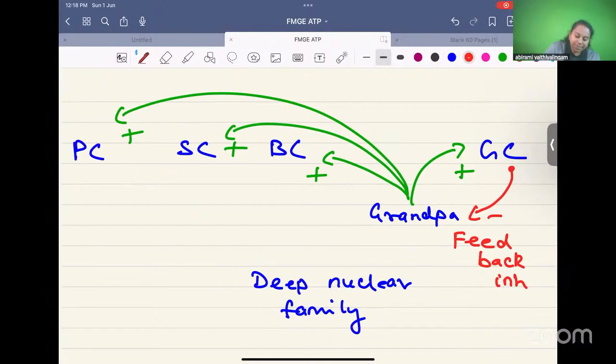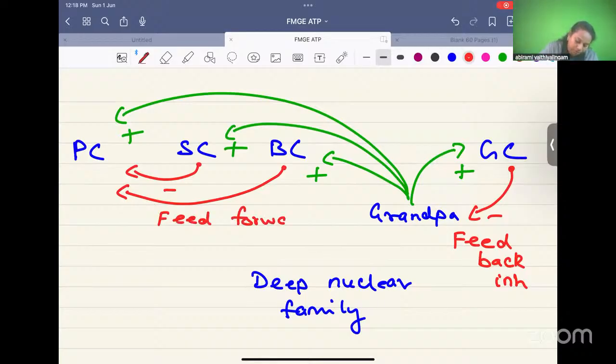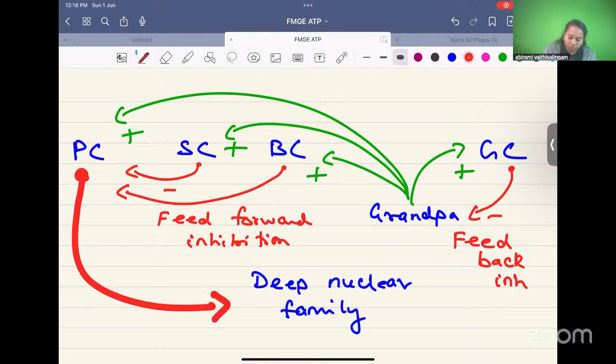The other two boys, BC and SC, don't have the guts to go back and inhibit the grandpa. They are going forward and inhibiting this boy, PC. So this is called feed forward inhibition. And this boy, PC, doesn't know what to do. Now he is inhibiting the whole family.